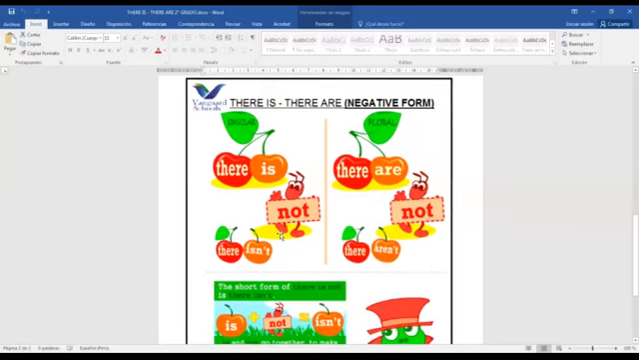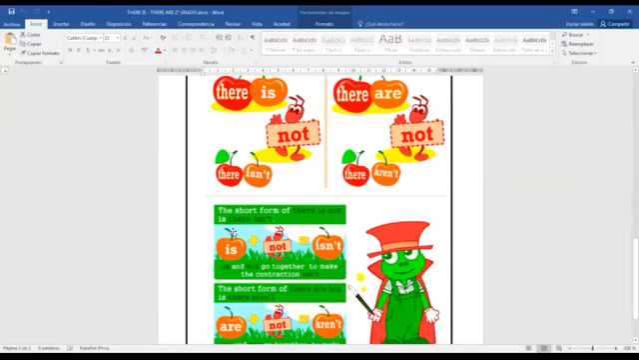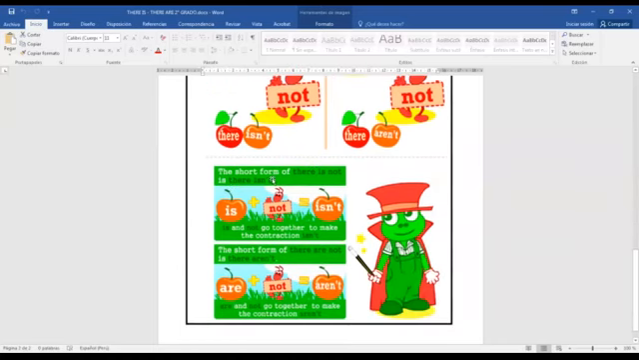So this is singular, there isn't, and this is plural, there aren't, in negative form, okay? Let's read. The short form of there is not is there isn't. Okay, this is a short form. There is. Is plus not is isn't. Is and not go together to make the contraction isn't.